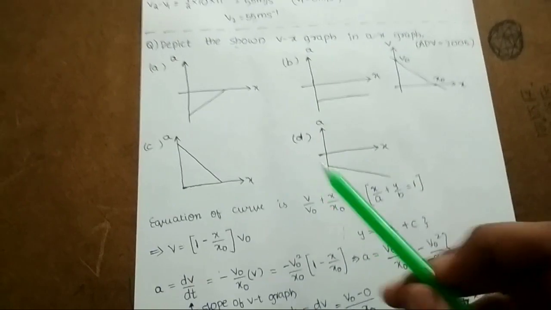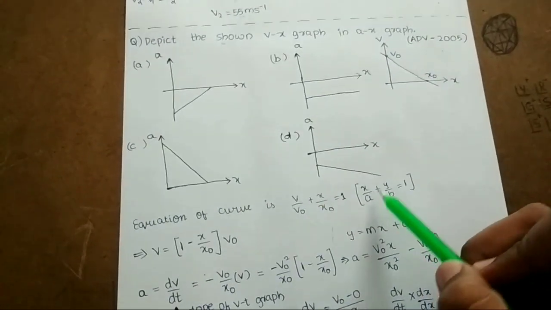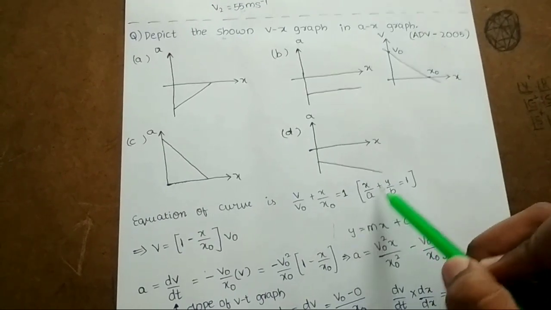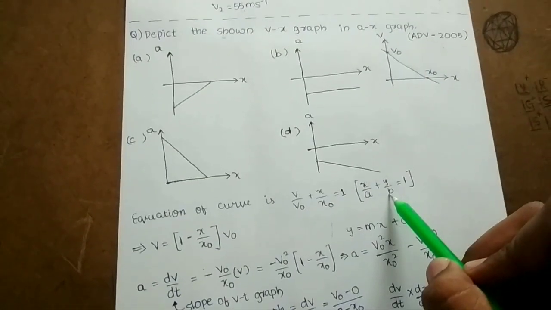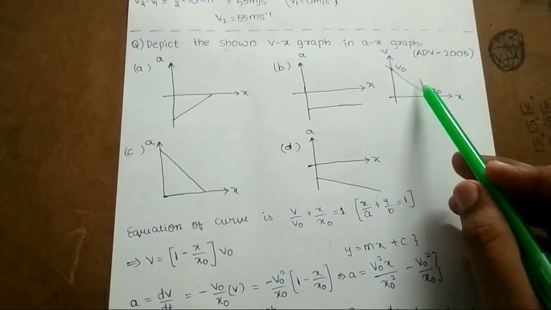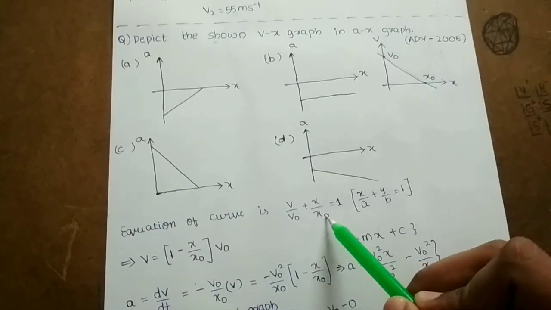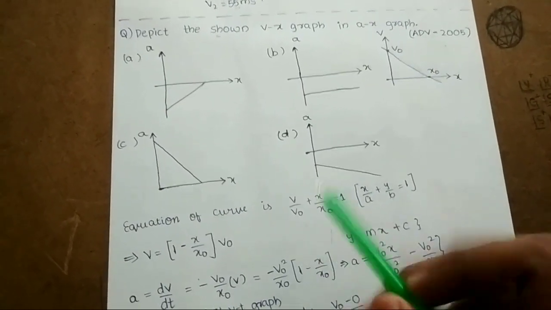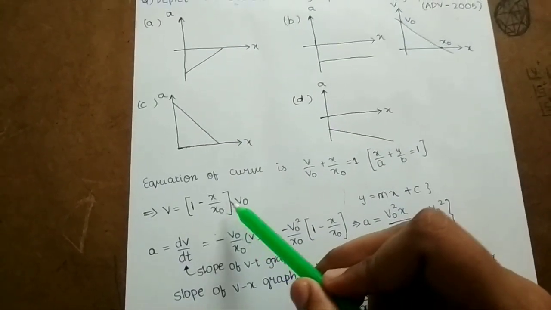Equation of the curve. From basic straight lines, we get x by a plus y by b is equal to 1, where a is the x-intercept and b is the y-intercept. From this graph, we can say that v by v naught plus x by x naught equals 1. V equals (1 minus x by x naught) into v naught.